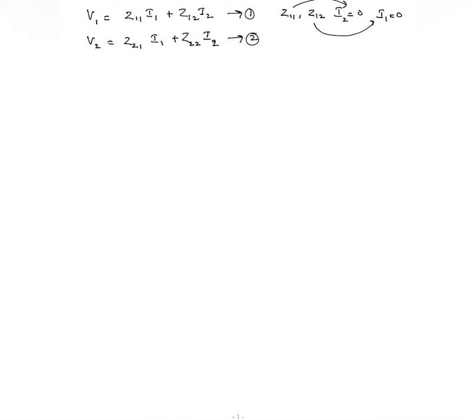Now, in order to find Z21 and Z22, take the same approach. So in equation 2, put I2 equal to 0. So if you put I2 equal to 0, you will be left with Z21 equal to V2 by I1. So this is the equation for Z21, that is V2 by I1, and this is got when I2 is equal to 0, right? Now, when I2 is equal to 0, the value we get is Z21.